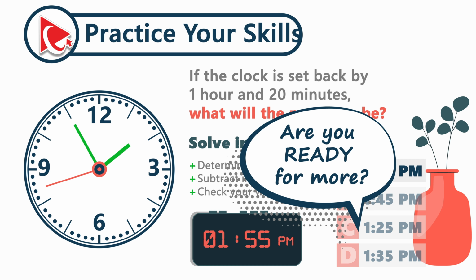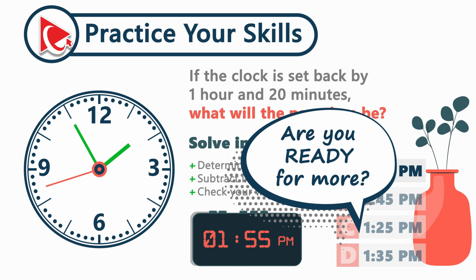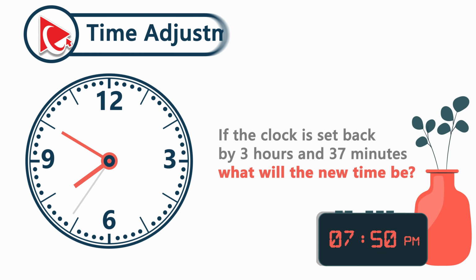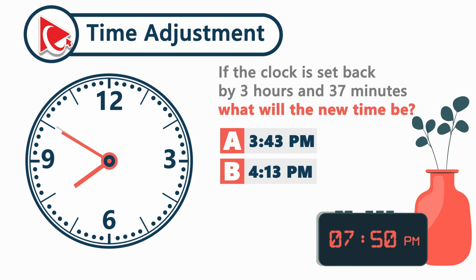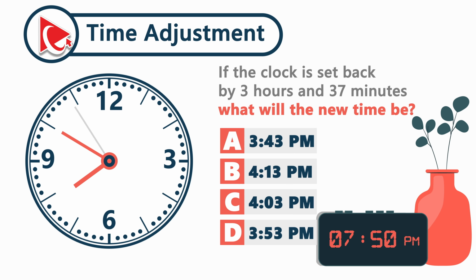Are you ready to practice your skills? Try this question to see how you would do. You're presented with a clock, which shows the time as 7:50 p.m. If the clock is set back by 3 hours and 37 minutes, what would be the new time? Your choices for the answers are choice A, 3:43 p.m., choice B, 4:13 p.m., choice C, 4:03 p.m., or choice D, 3:53 p.m. Once you're certain of your answer, post it in comments and I'll give you my feedback. Good luck with this intriguing challenge.